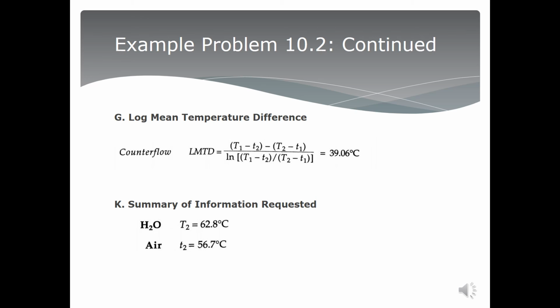In summary, the question asked, determine the expected outlet temperatures of both fluids. In Part K, we have summarized the information requested. Water T2 equals 62.8 degrees Celsius and air T2 equals 56.7 degrees Celsius.